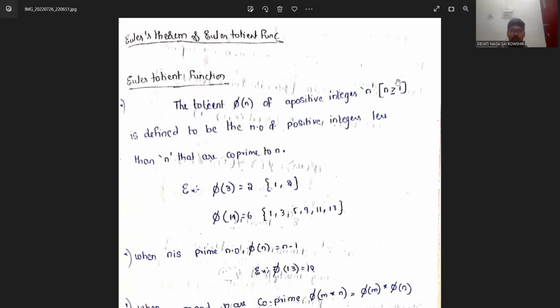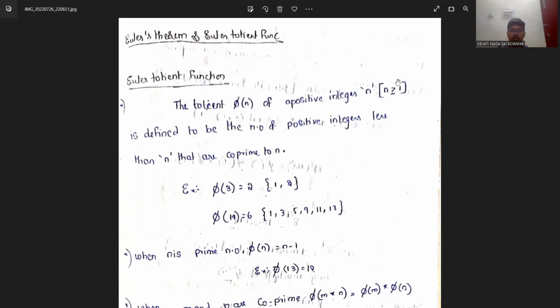Today I'm going to explain Euler's theorem and Fermat's theorem. Before going to that, let's see what Euler's totient function is. Euler's totient function phi of n, for any positive integer n greater than or equal to 1, is defined as the number of positive integers less than n that are co-prime to n.